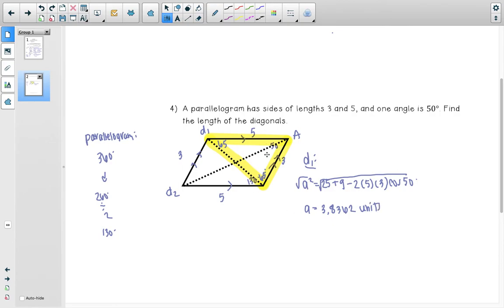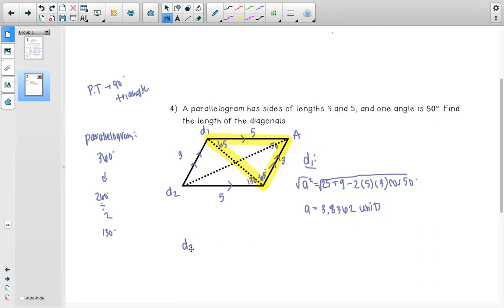Now keep in mind, you can't do the Pythagorean theorem. I was just thinking of this. Some of you might try to do the Pythagorean theorem, but with the Pythagorean theorem, it has to be a 90-degree angle. It has to be a right triangle. Okay, so we got the length of diagonal 1. That's check. Okay, so let's find the other one.